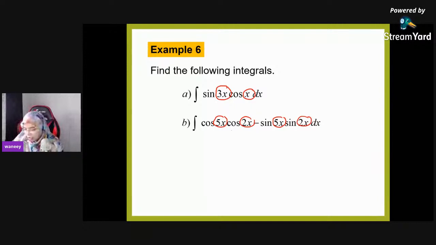Okay, so we got 10 seconds to go. And then we're gonna check our answer. 5, 4, 3, 2, 1. Okay, so now let us check our answer.